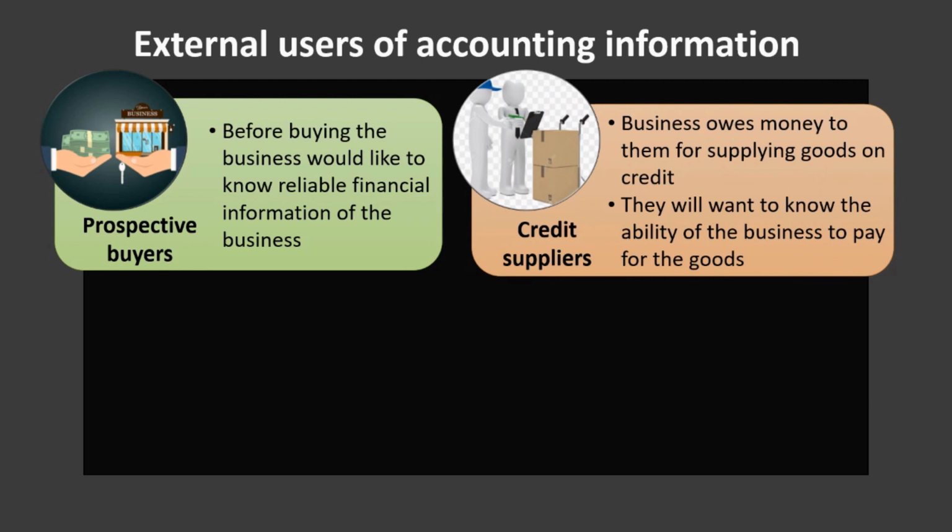Credit suppliers. Most of the businesses will have a supplier. So if there is a credit supplier, before allowing the goods to be taken, they will check the ability of the business to pay for the goods. So businesses will be owing money to these suppliers, the credit suppliers. Credit suppliers means they are buying in bulk to pay later. So they are also going to check the ability of the business to pay for the goods.